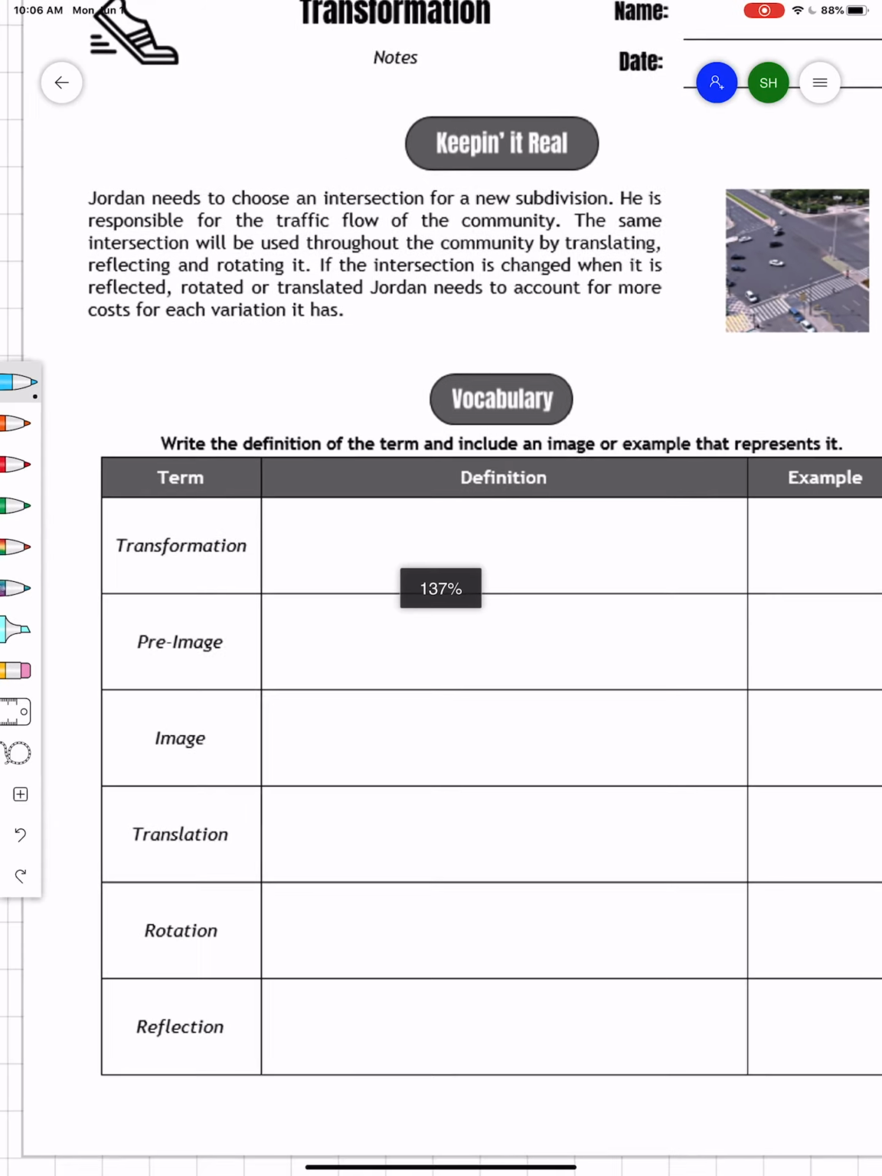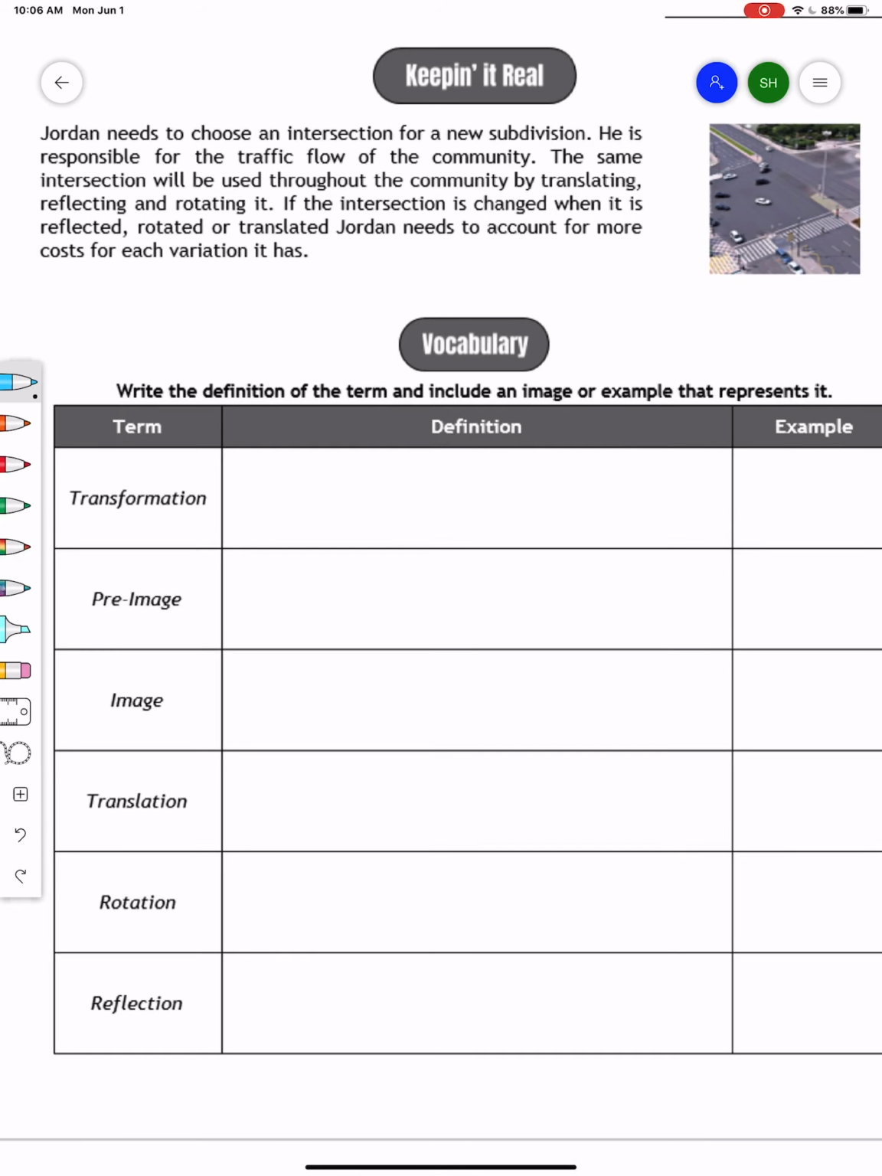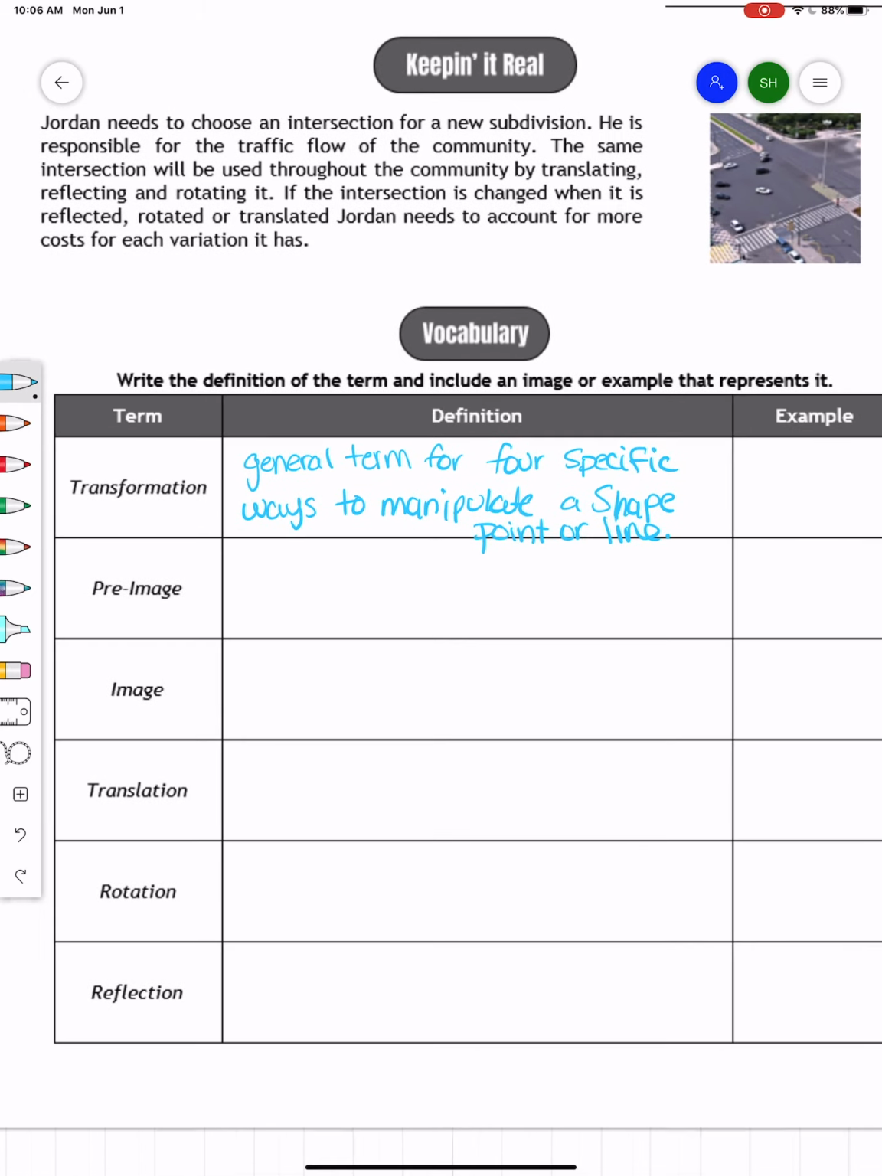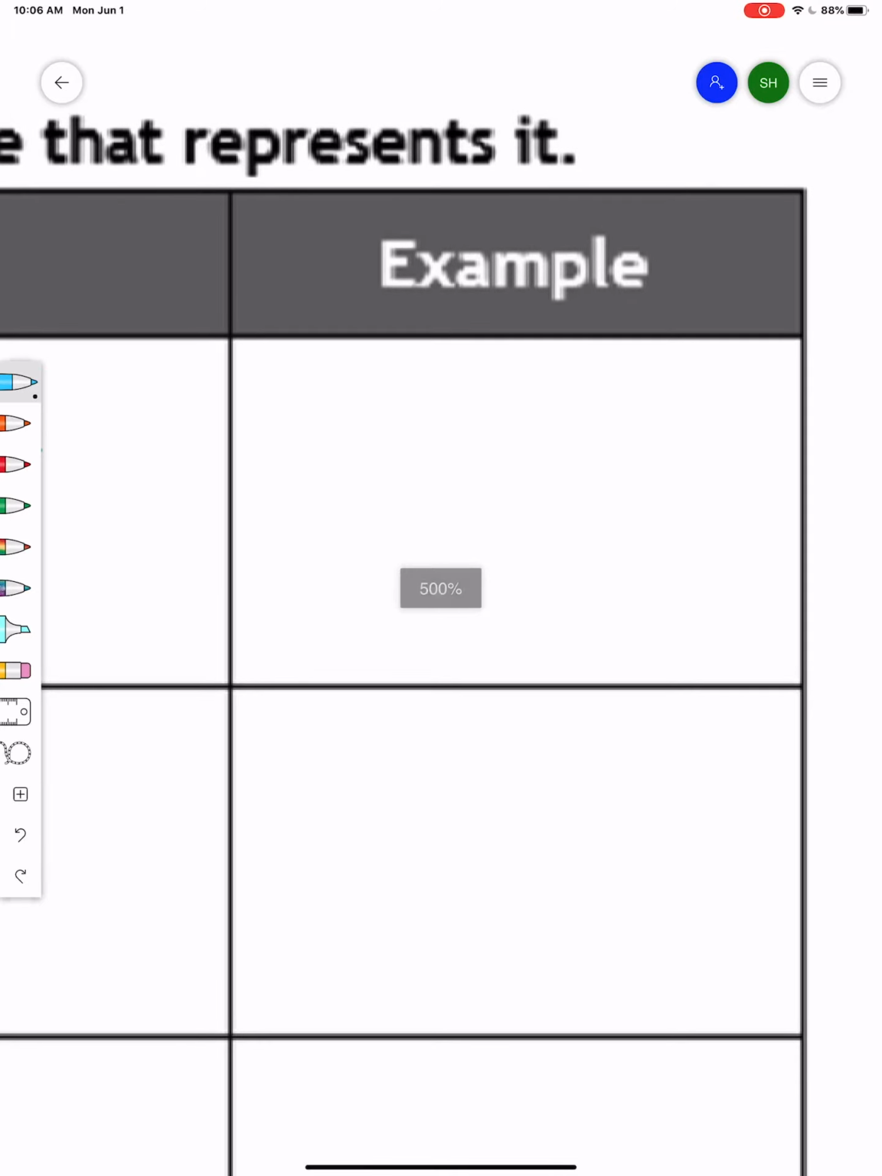Okay, so a transformation is a general term for 4 specific ways to manipulate a shape, point, or line. Okay. So, for example, I'll scroll into my little example box.